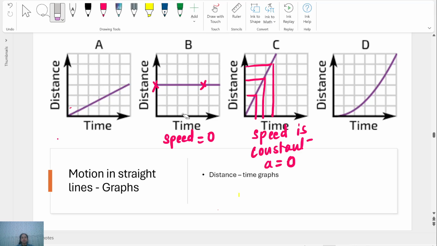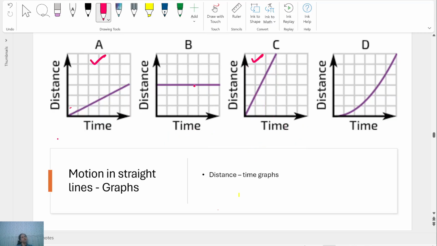Okay, so what's the difference between graph A and graph C? Pause. Whenever I ask a question, always pause. Don't wait for my answer. You answer it and then play and check if you were right. And most of the time you will be right. Well done. Okay, so what is it? A and C. What do you think? This shows that it has a higher speed.